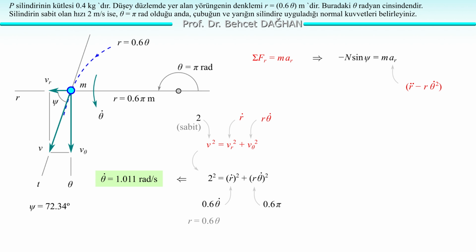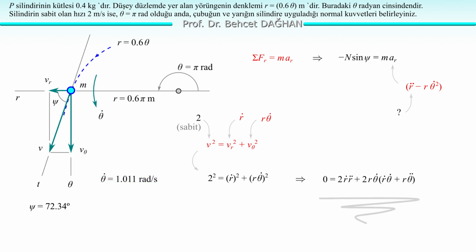We have found theta dot. Now, it's time to find our r double dot. To find the r double dot, let's take the derivative with respect to time of both sides of the equation we just obtained. Since the left side is constant, its derivative is 0. The derivative of r squared is 0. Let's take the derivative of the right side. If we take the derivative there, we get the following equation.